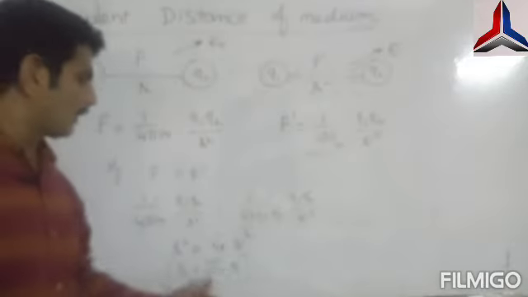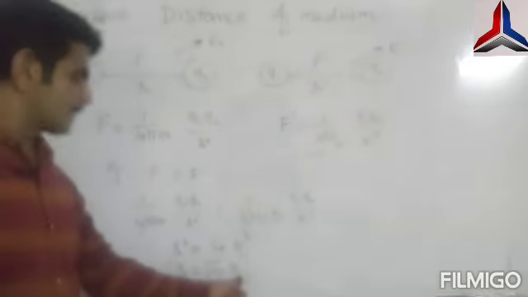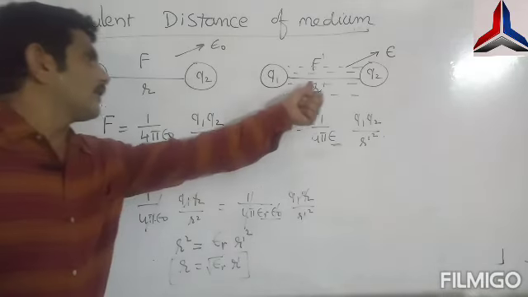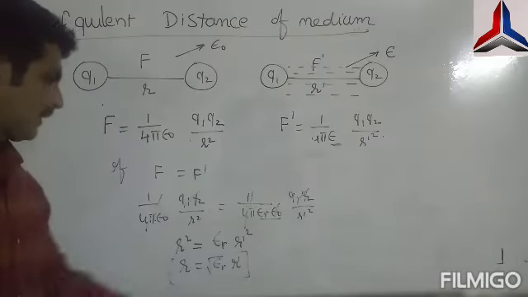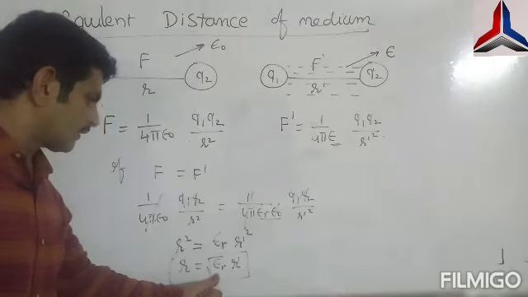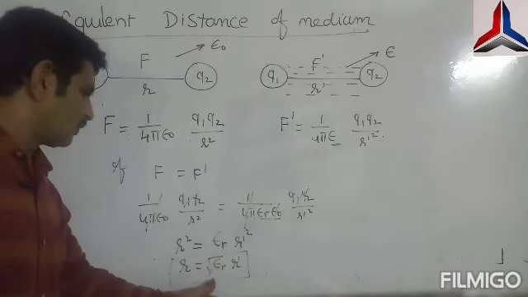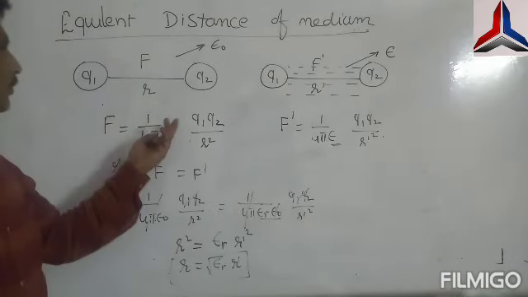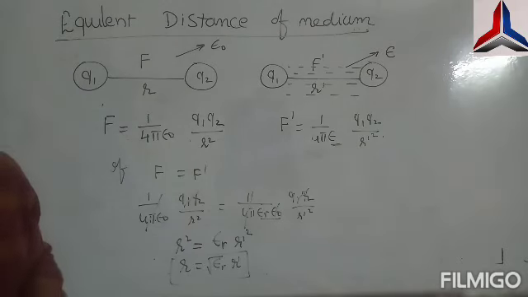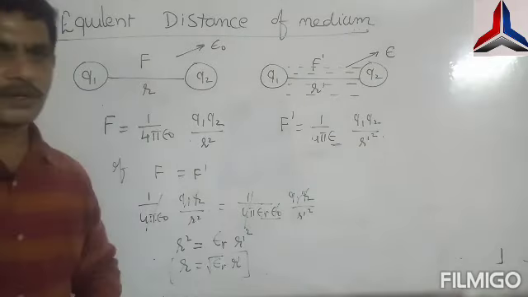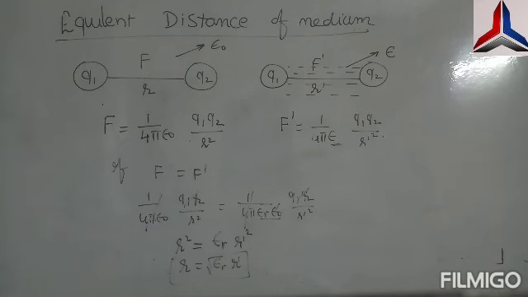This is called equivalent distance. If R dash is the distance in a medium, if you multiply it with that value, it becomes R, and you can put that in the formula. Understand? So I think you can understand this relation. With the help of that we will do some problems. Please note down; we will do some problems.